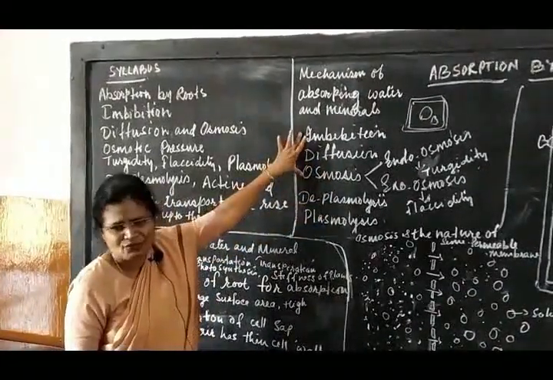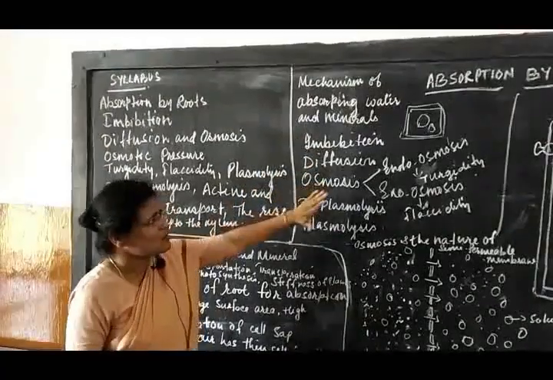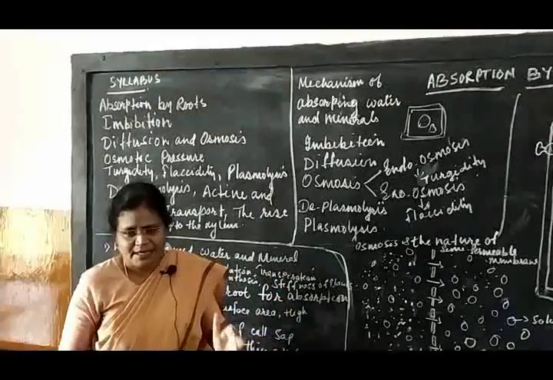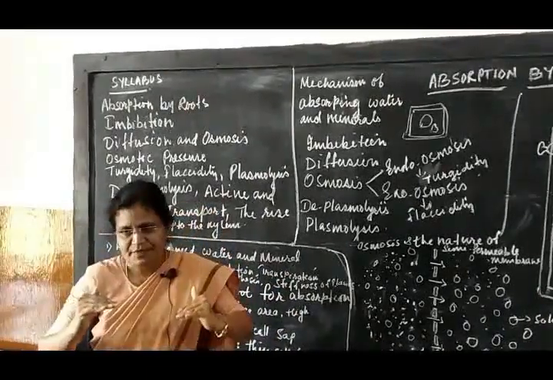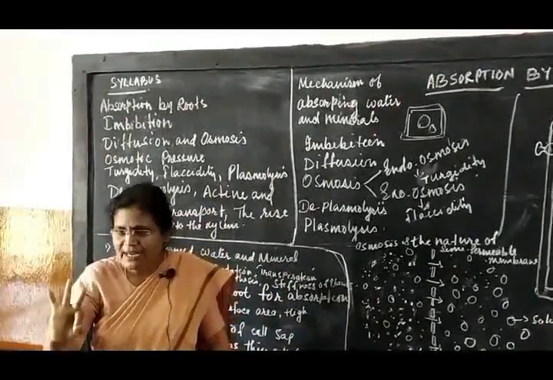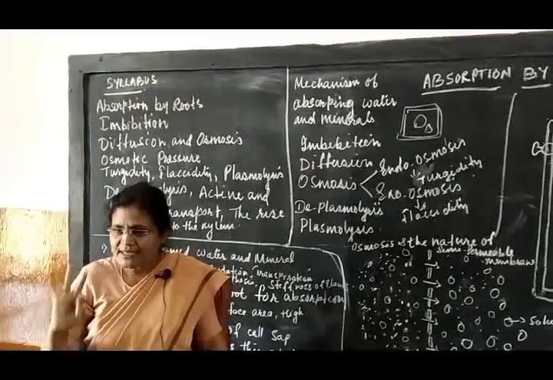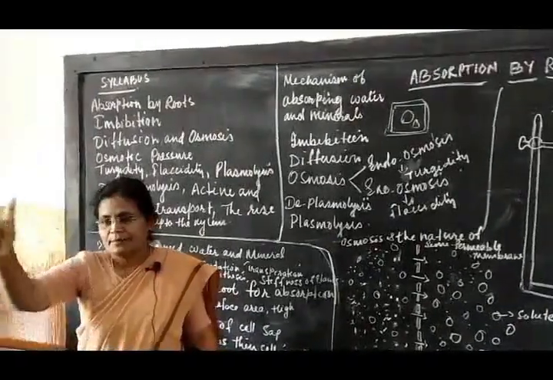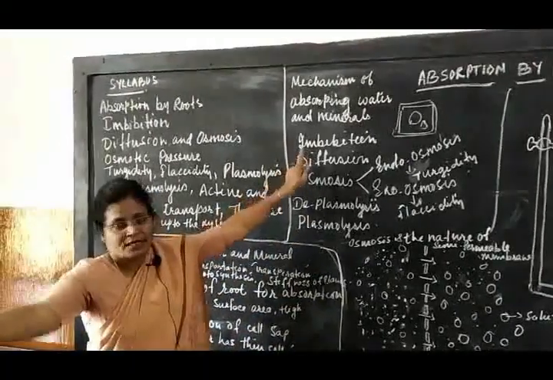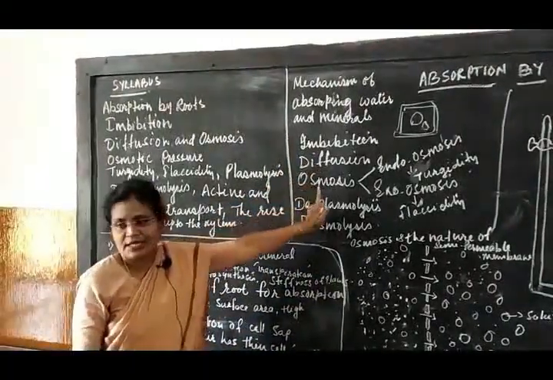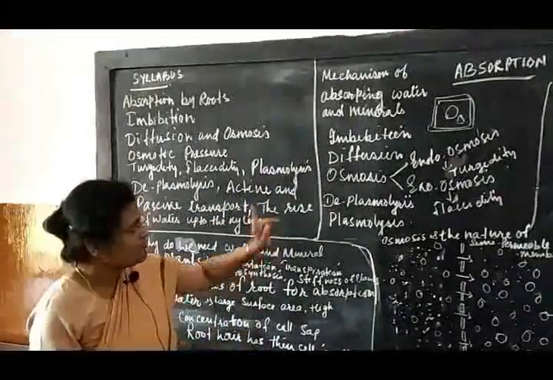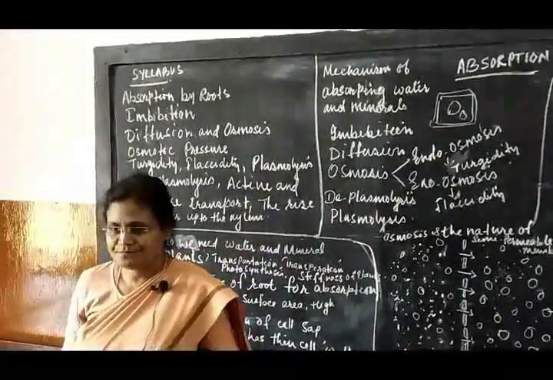These are the 3 main mechanisms. Under osmosis you have so many subtopics, we will deal with that one by one. Let me go to the main ones first. Remember, there are 3 main processes involved in the absorption of water and minerals by roots. Number 1, imbibition, number 2, diffusion, number 3, osmosis. Okay. Now, first we go to what is imbibition.